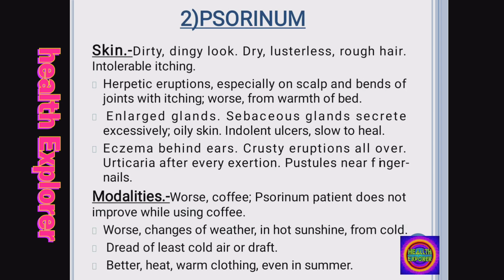Psorinum. Skin. Dirty, dingy look. Dry, lusterless, rough hair. Intolerable itching. Herpetic eruptions, especially on scalp and bends of joints with itching, worse from warmth of bed. Enlarged glands. Sebaceous glands secrete excessively, oily skin. Indolent ulcers, slow to heal. Eczema behind ears. Crusty eruptions all over. Urticaria after every exertion. Pustules near fingernails. Modalities. Worse, coffee. Psorinum patient does not improve while using coffee. Worse, changes of weather, in hot sunshine, from cold. Dread of least cold air or draft. Better, heat, warm clothing, even in summer.